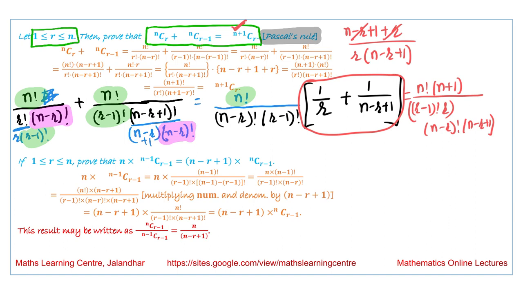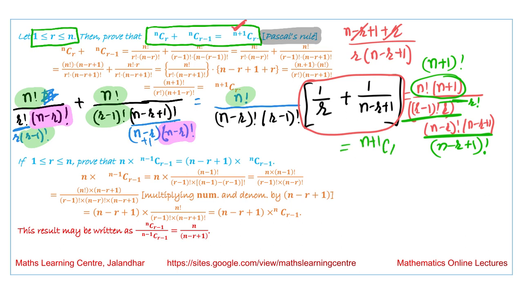So if we write these terms, this term is (n plus 1) factorial. If we look at this whole term, this is r factorial, and this term is (n minus r plus 1) factorial. So the answer we obtain is equal to n plus 1 C r, and this is what we had to prove.